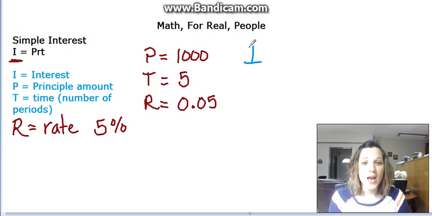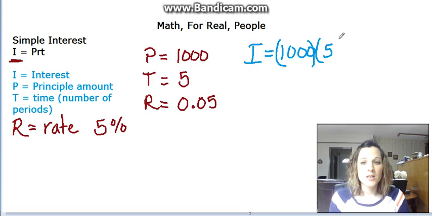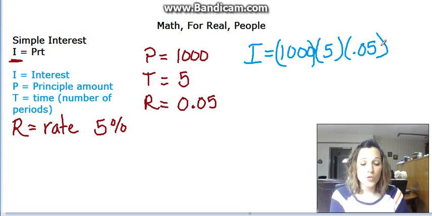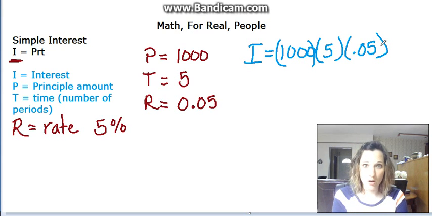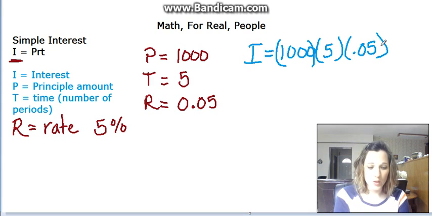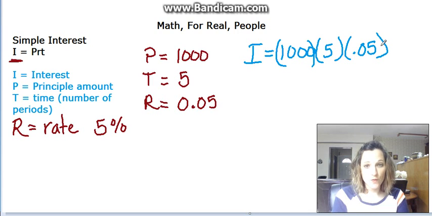So we have I equals P times T times R. So you get out your beautiful calculator, as I know you all, hopefully, have with you, and you do 1,000 times 5 times 0.05, because 5% you move that decimal over twice. And that's going to give you $250.